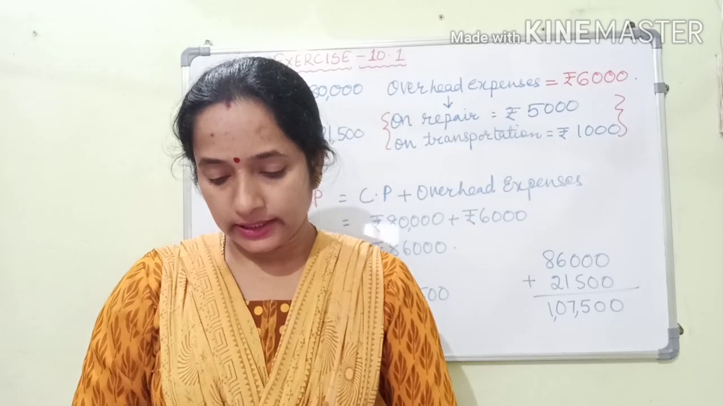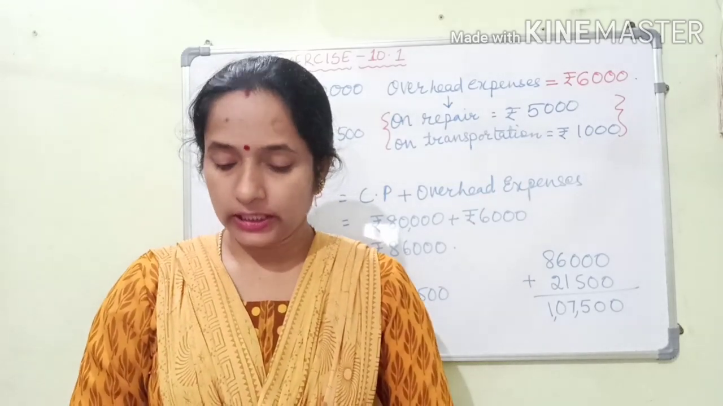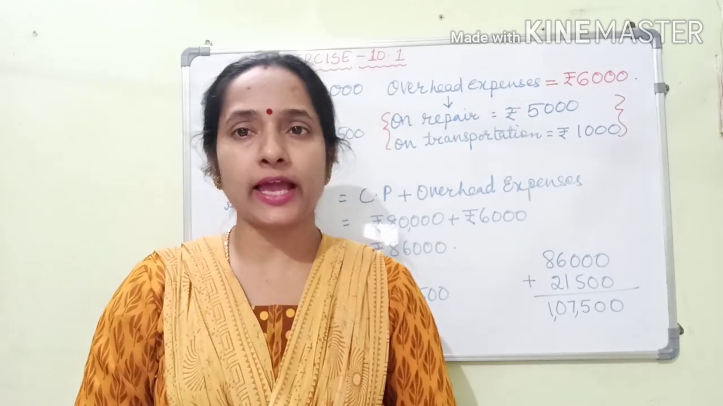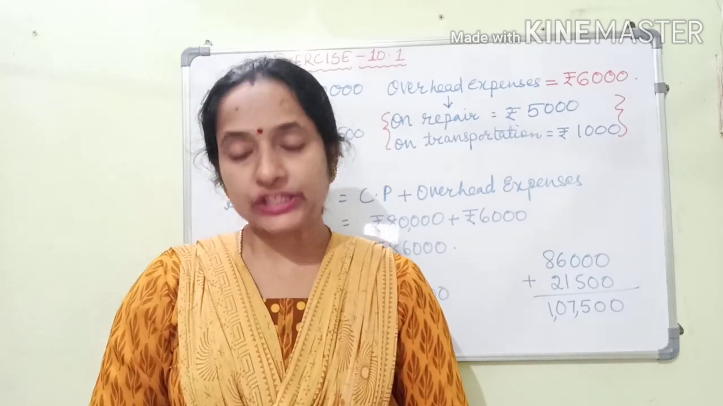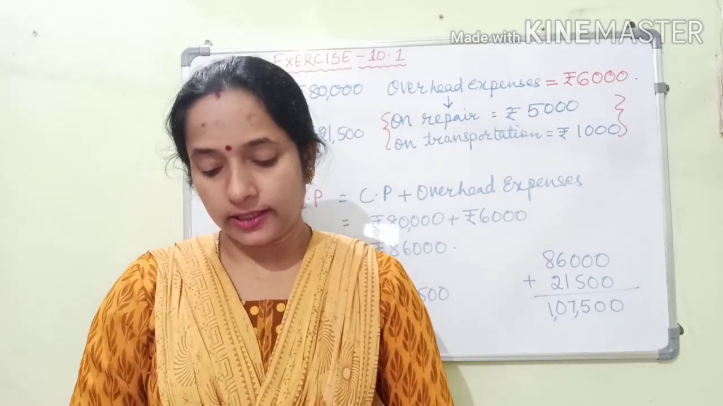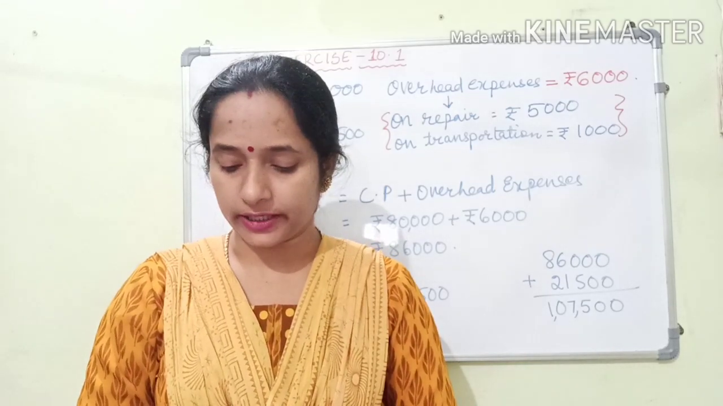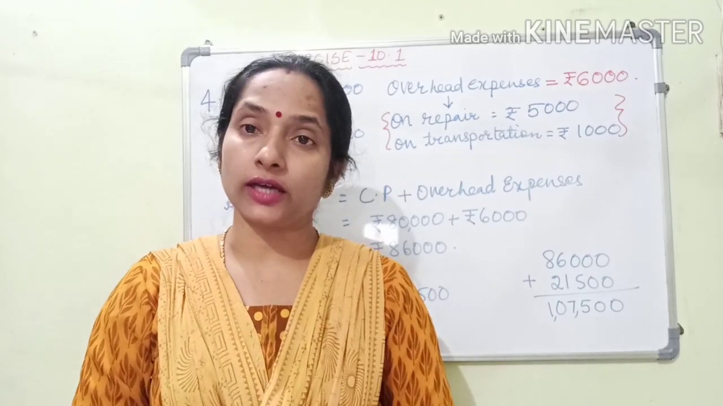Shreya bought a second-hand car for rupees 80,000. She spent rupees 5,000 on its repairs and rupees 1,000 on transportation. She later sold it at a profit of rupees 21,500. At what price did Shreya sell the car?